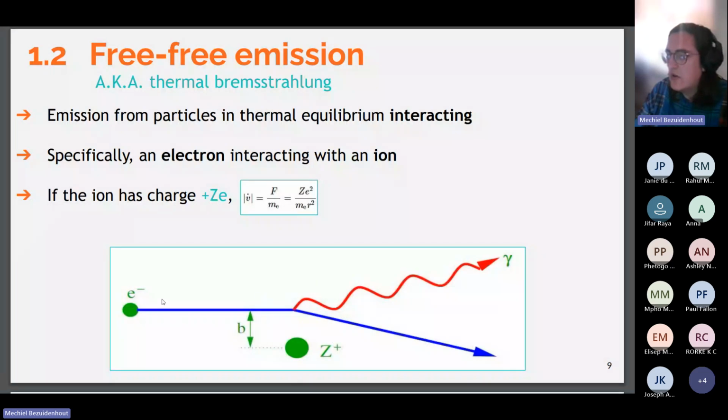And because their charges are opposite, the electron and the ion are attracted to one another. So as the electron goes past the ion, it is attracted to the ion, and its path changes. It deflects, and that's an acceleration. And so, with any acceleration, a photon is emitted. And so, if the ion has a charge plus Z times e, then the acceleration that it experiences is Z, the proton number, multiplied by e squared over the mass of the electron times r squared. So the higher the ion proton number, the heavier the ion, the greater the acceleration, and the higher the frequency of photon that will be emitted.